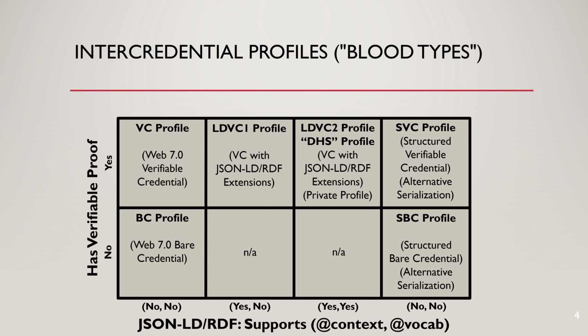To the right of the VC profile, there's the LD VC1 profile, the verifiable credential with JSON-LD RDF extensions, profile number 1. To the right of that, there's the LD VC2, which is the verifiable credential with JSON-LD RDF extensions. That's kind of a private profile that DHS leverages a lot in what they do. And finally, we have a couple examples of structured credentials on the right-hand side.